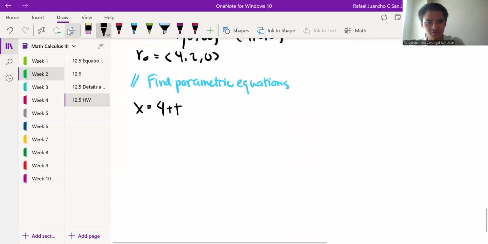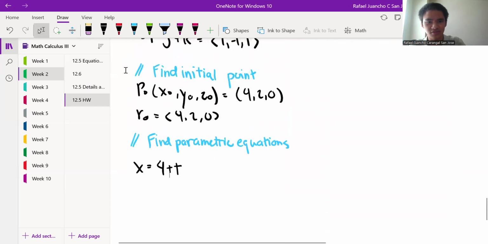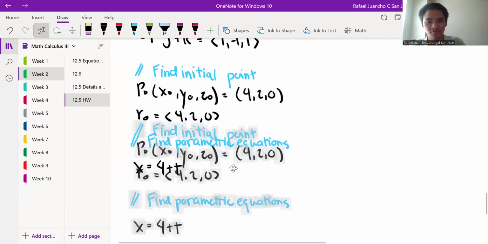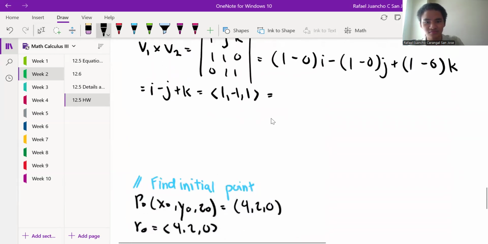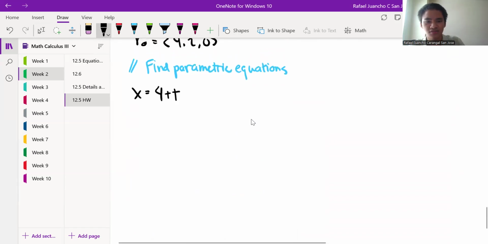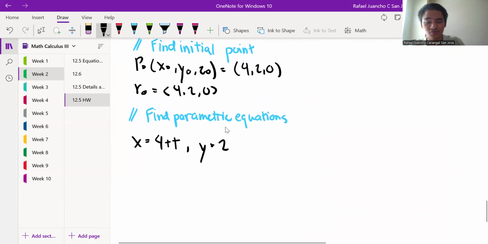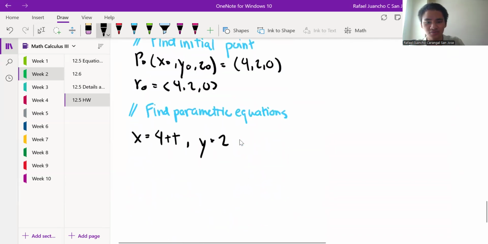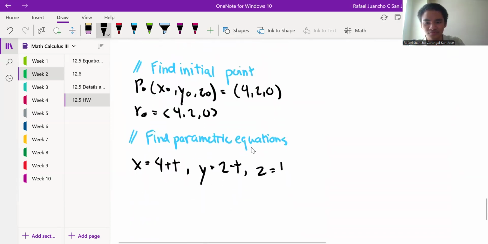Okay, actually, before we do that, let's complete the step here. We got that direction vector. So that's our v. Now, if you want vt, this is just going to be 1 times t. So t, negative t, t. That's it. So x is 4 plus t. y is 2 minus t. Yeah, 2 minus t. And z is just 0 plus t, which is t. Done.